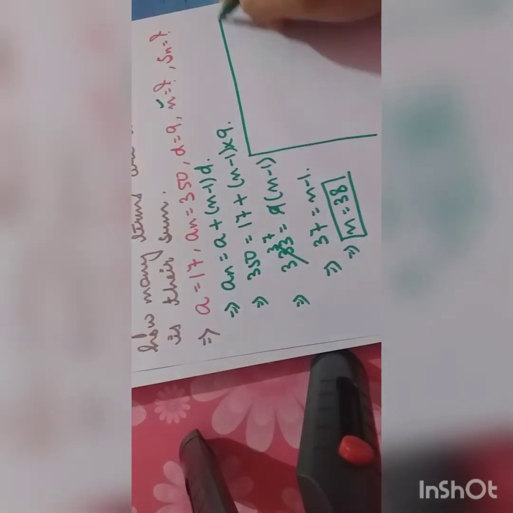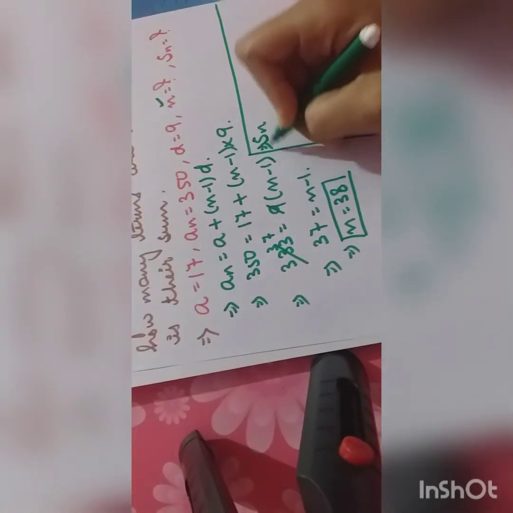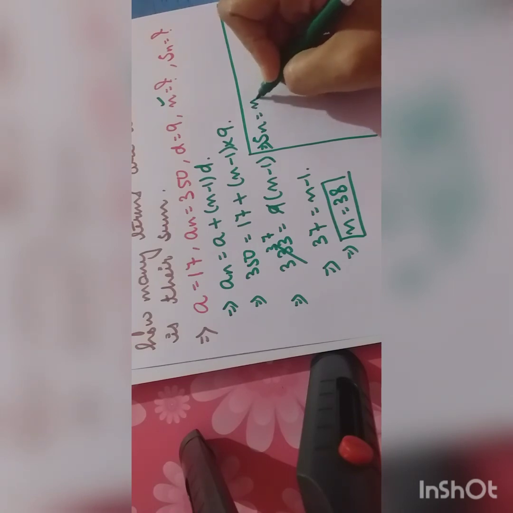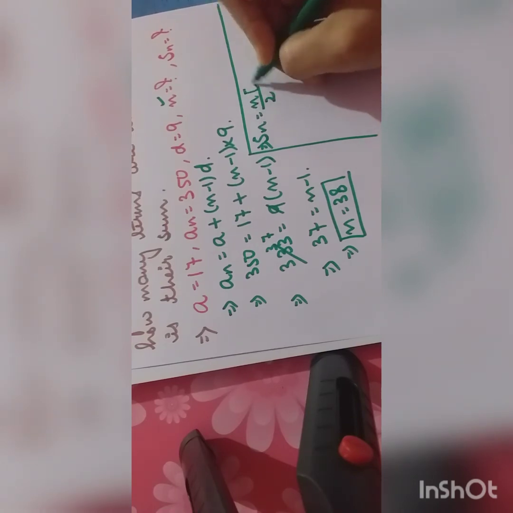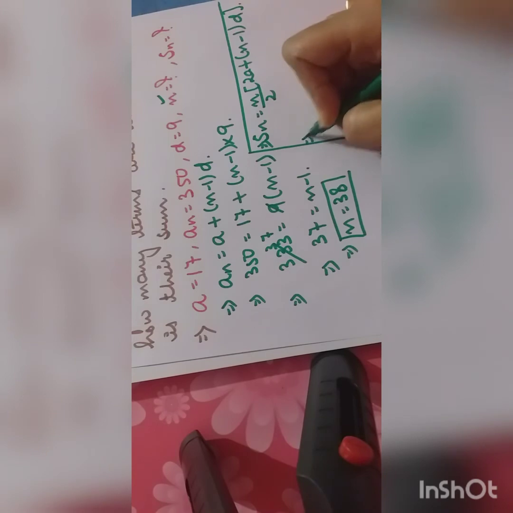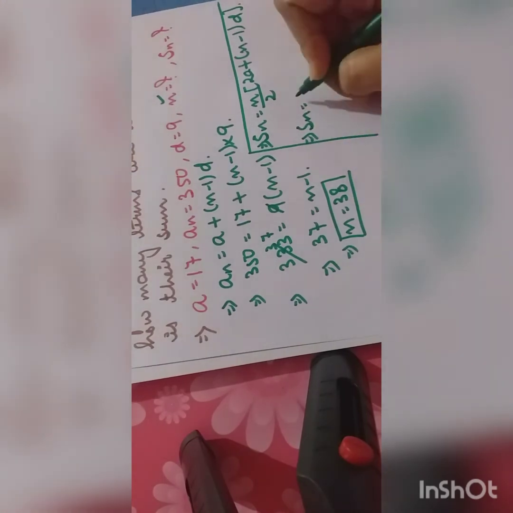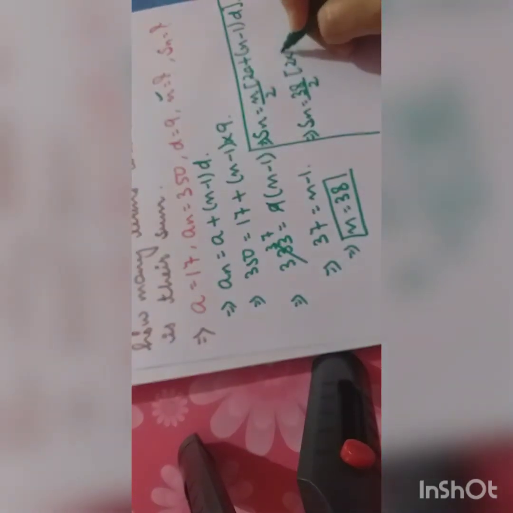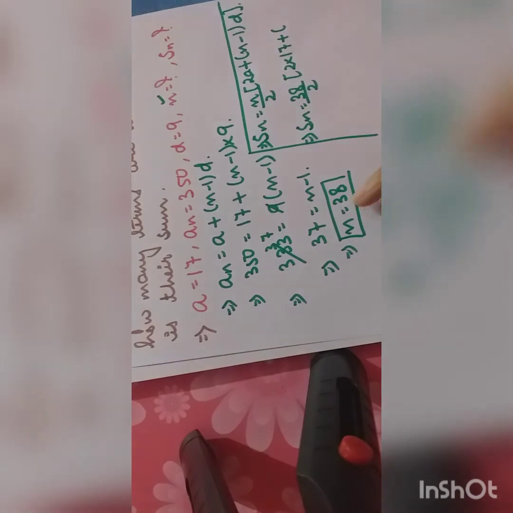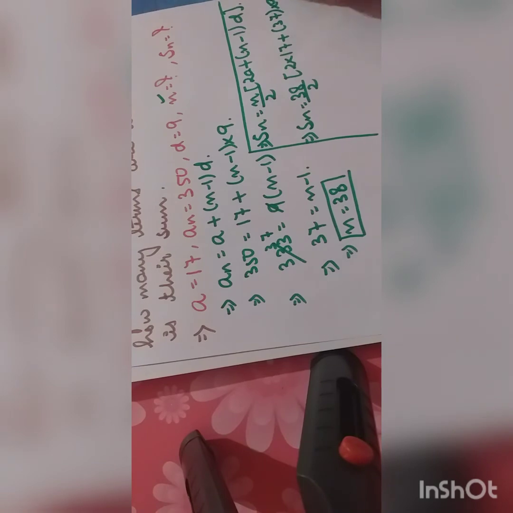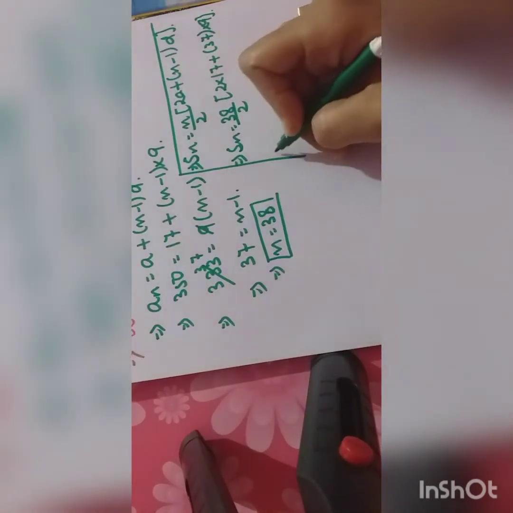Coming to the next part of the question, the Sn value. I can get the Sn value by using the formula for the sum of n terms of the AP. So the sum of n terms of an AP is Sn equals n by 2 into 2a plus n minus 1 into d. So Sn will be, n value is 38, so 38 by 2 into 2a, a is 17, plus n minus 1, n is 38, so 38 minus 1 will be 37, into d, which is given as 9. So I have to simply solve this equation to find the value of Sn.